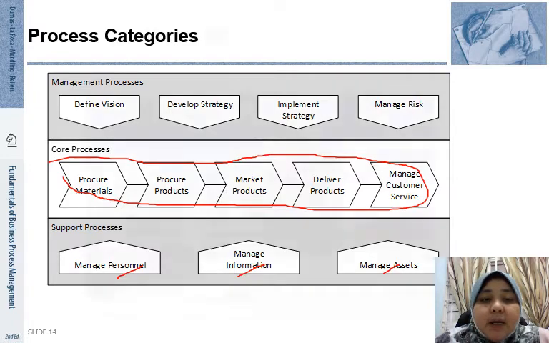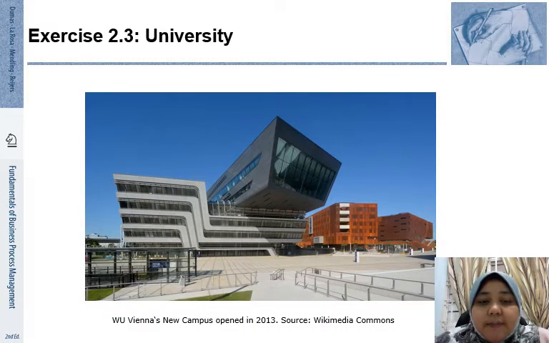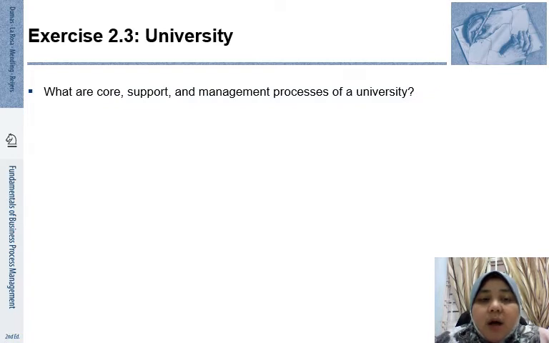Okay. Next. This exercise is an example the campus build IT did. What are the core, support and management processes of a university? Can you imagine how you would categorize the core, support and management processes of a university? Or any organisation, how are you going to identify the core, support and management processes for a school, for a local council, for an e-commerce business, for a retailer business, or any business.